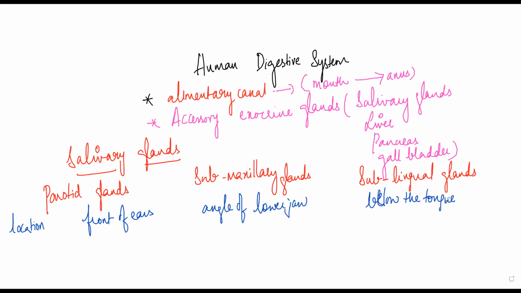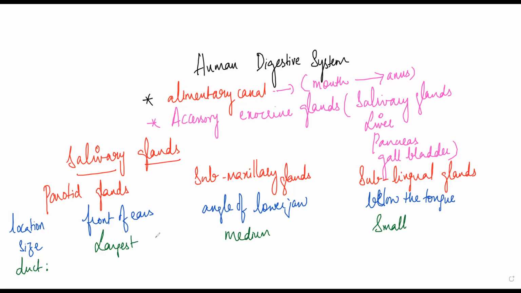What else can we see? If you look at their sizes, which is the largest of all? The largest is this one, the parotid; the medium-sized one is the submaxillary, and the smaller one is the sublingual glands. The other thing expected in exams is about the ducts of these respective salivary glands.